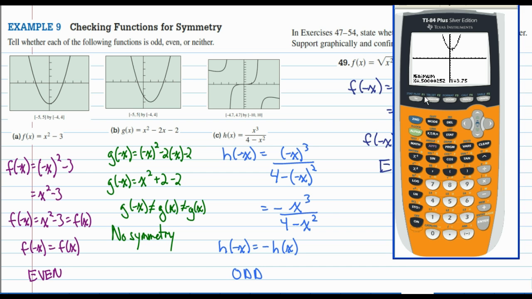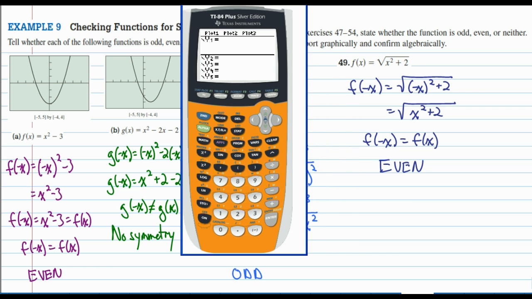Let me check that on my calculator. Just off the top of my head, I'm thinking, well, a square root, I can't take the square root of negatives, so there shouldn't be any function on the left side of the y-axis. But at the same time, I'm squaring those negatives first. So they're turning positive, which means I can take a square root of negatives. So let's see for sure. Square root of x squared plus 2.